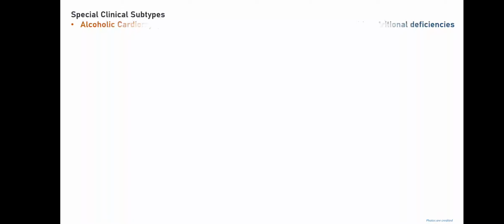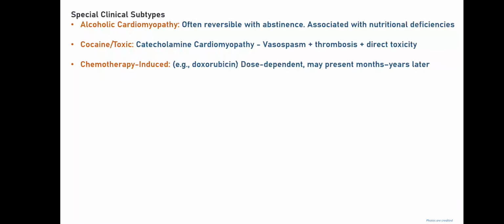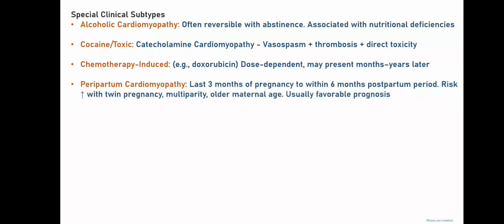Special clinical subtypes: alcohol cardiomyopathy, often reversible with abstinence and associated with nutritional deficiency; cocaine and toxic catecholamine cardiomyopathy. Chemotherapy induced, most important is doxorubicin, which is dose dependent and may present months or years later. Peripartum cardiomyopathy usually occurs in the last trimester of pregnancy up to 6 months postpartum. Risk increases with twin pregnancy, multiparity, and older maternal age; usually a favorable prognosis.